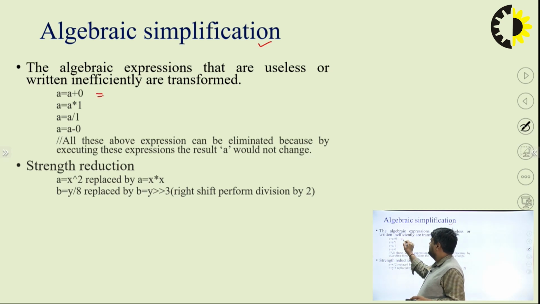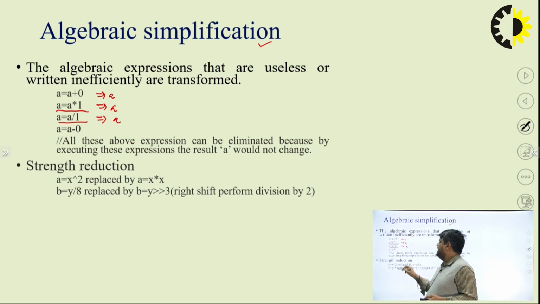What is the answer? It will always be a. After that, I have written a is equals to a multiply 1. So what is the answer? It is always a. I have written a divide by 1, a is equals to a divide by 1. So the answer will be a. And after that, I have subtracted 0 from a. Then what is the answer? a.